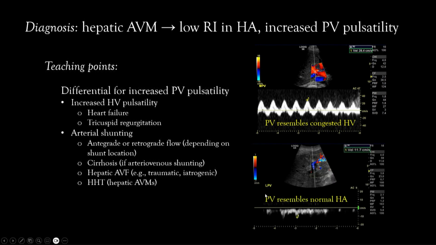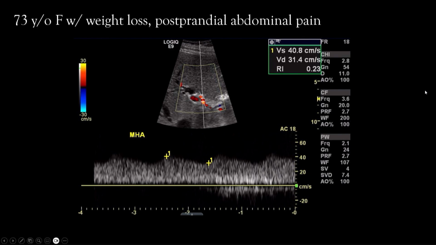In this case, the portal vein is going to have a different sort of morphology. It's going to resemble a normal hepatic artery with a discrete upstroke and a kind of low-level diastolic flow. And there's going to be one peak per cardiac cycle as opposed to having 4 peaks, 2 above and 2 below. Okay, here's another case.